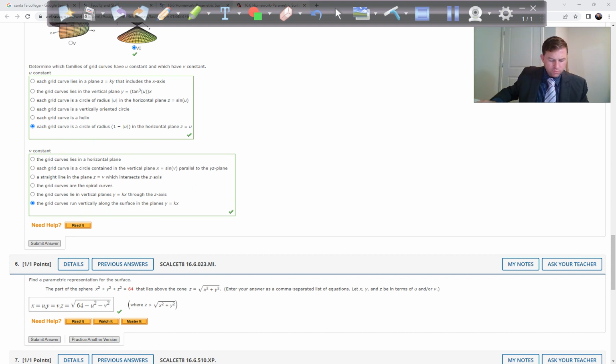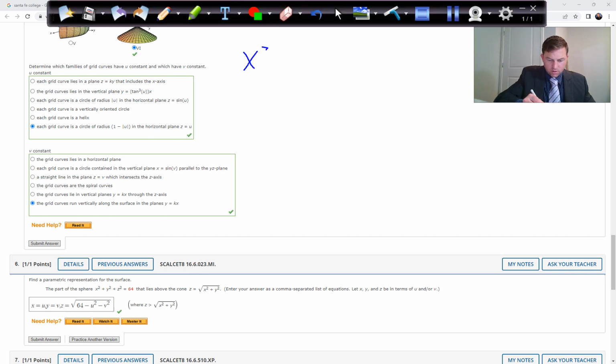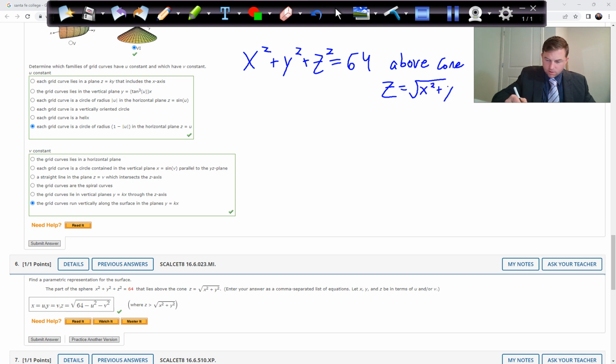Okay, so problem 6, we're going to have a little more arithmetic to do. So we have the parametric representation of the surface. We have the part of the sphere x squared plus y squared plus z squared equals 64, above the cone z equals the square root of x squared plus y squared.